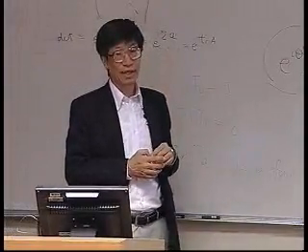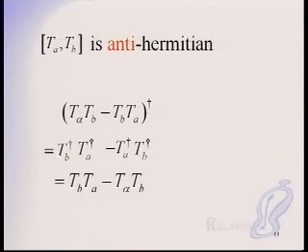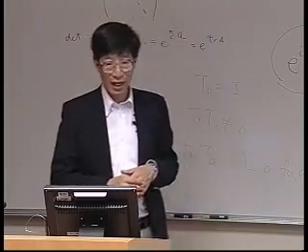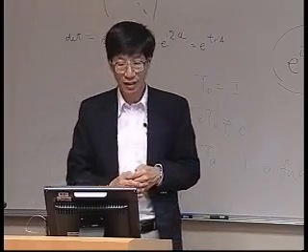My first claim is that this is an anti-Hermitian operator. How do I know this? So, this is wrong, this A should be different. I think Yuan Long mounted the wrong slide. I have all these corrected already.